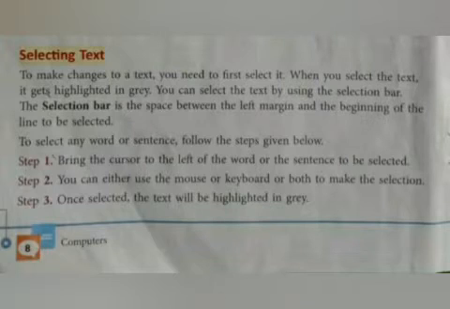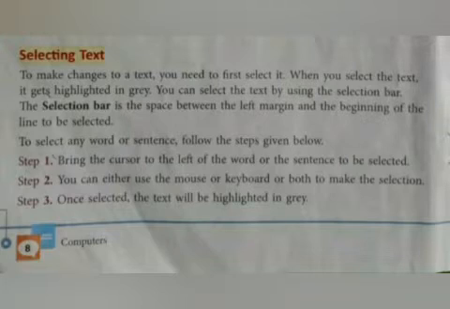For doing anything with the text, whatever you have typed in the Word 2013 program, you have to select it first, and when we select the text, it gets highlighted in grey color. That means your selection procedure is completed. And we can select the text by using the selection bar also. Now what is the selection bar? The selection bar is the space between the left margin and the beginning of the line to be selected.